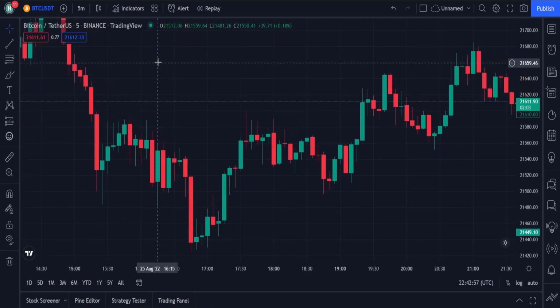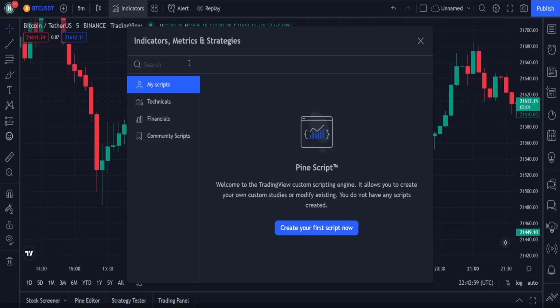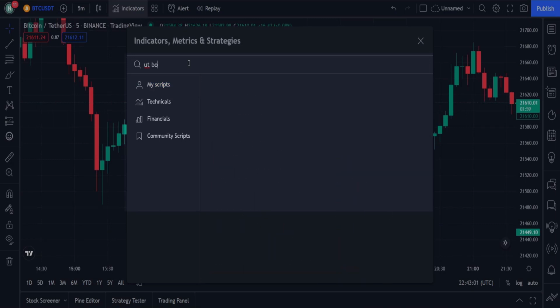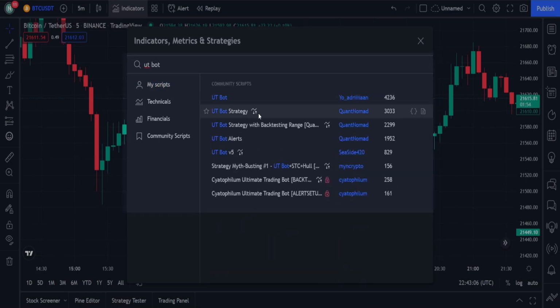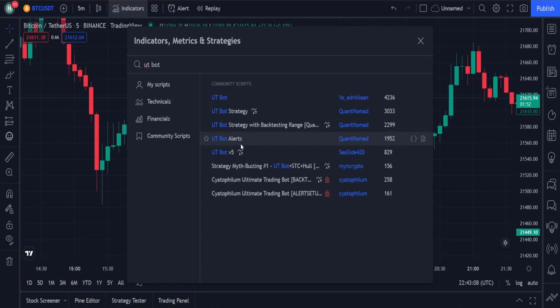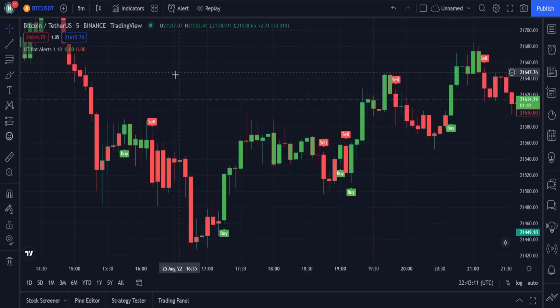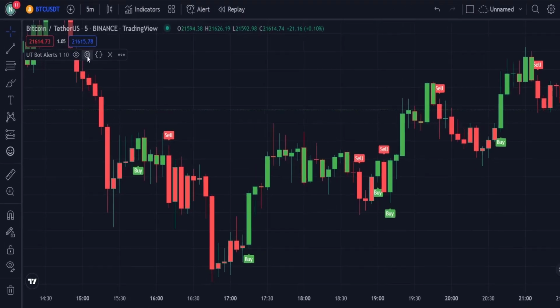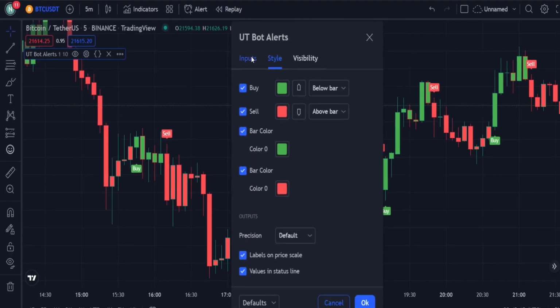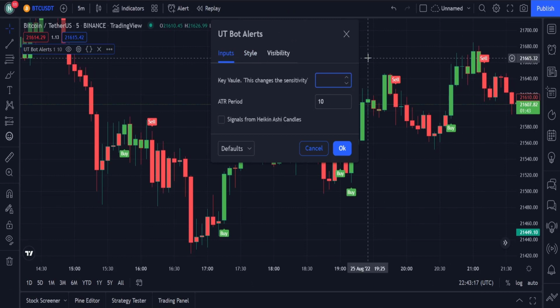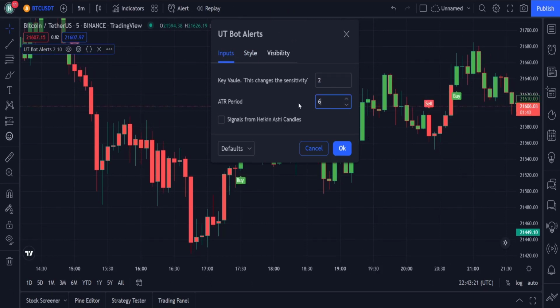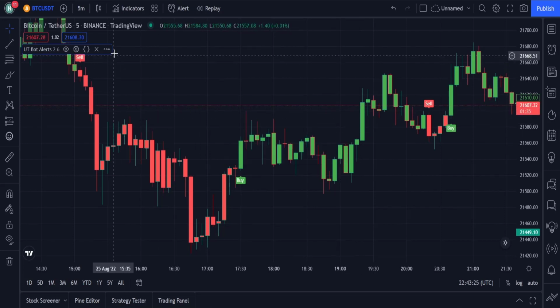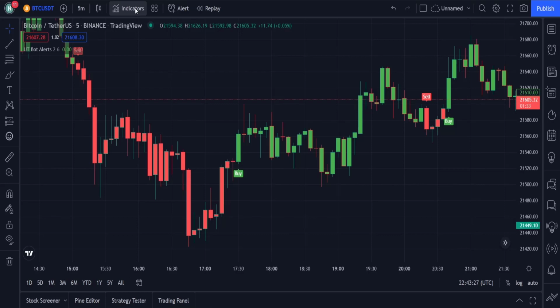So to add the first indicator, click here on indicators. Our first indicator is going to be UT bot alerts. This one right here, by Quaint Nomad, we're going to add that and make some changes to this. So to change the settings for this indicator, we're going to click on the settings icon right here. Then we're going to change the key value from 1 to 2. And in the ATR period, instead of 10, we're going to use 6. Click OK, and changes for this indicator are done.